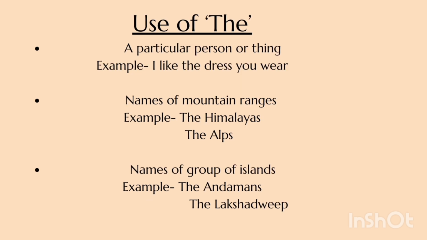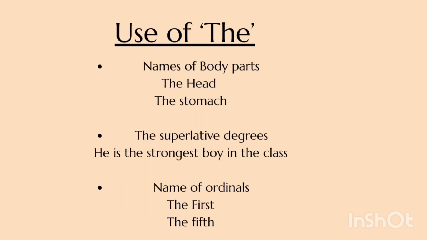A particular person or thing, as we have discussed earlier. I like the dress you wear. We are particularly talking about the dress that you are wearing. So here we are using the. The names of mountain ranges, like the Himalayas, the Alps. Every time we use the name of a mountain range, before that we write the. The names of groups of islands, the Andamans, the Lakshadweep. When we are talking about body parts, the head, the stomach, the nose, we always use the before the name of the body part.